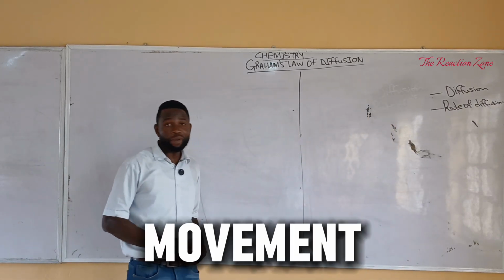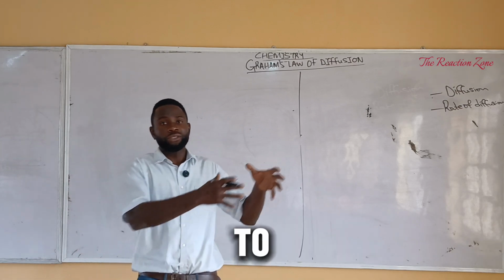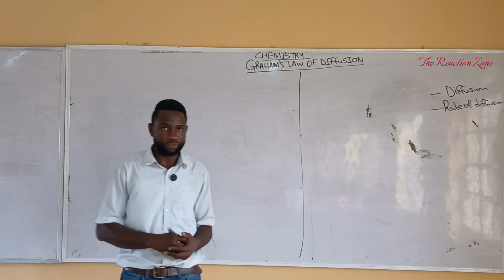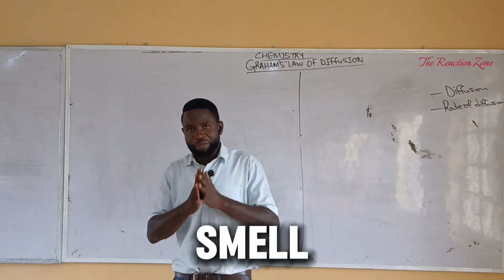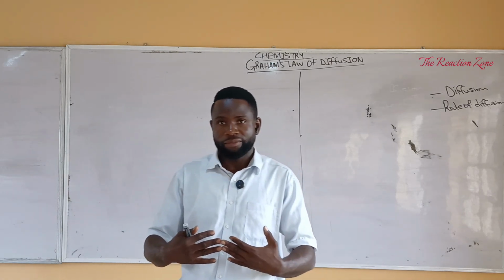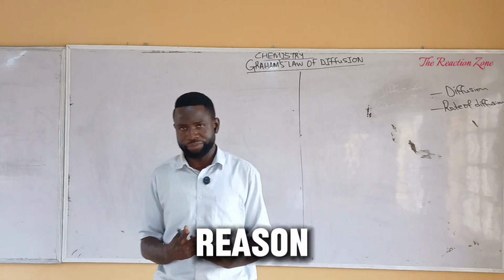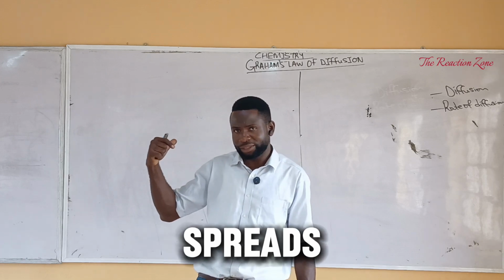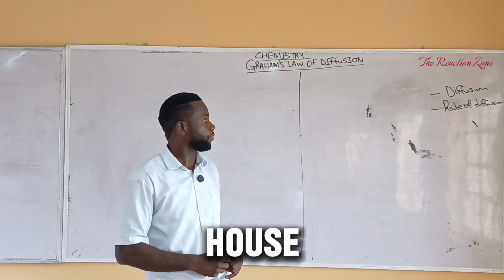Diffusion is the movement of a substance from a region of high concentration to a region of lower concentration. Diffusion is the reason why the smell of perfume spreads when it is sprayed. Diffusion is also the reason why cooking aroma spreads from the kitchen to other parts of the house.